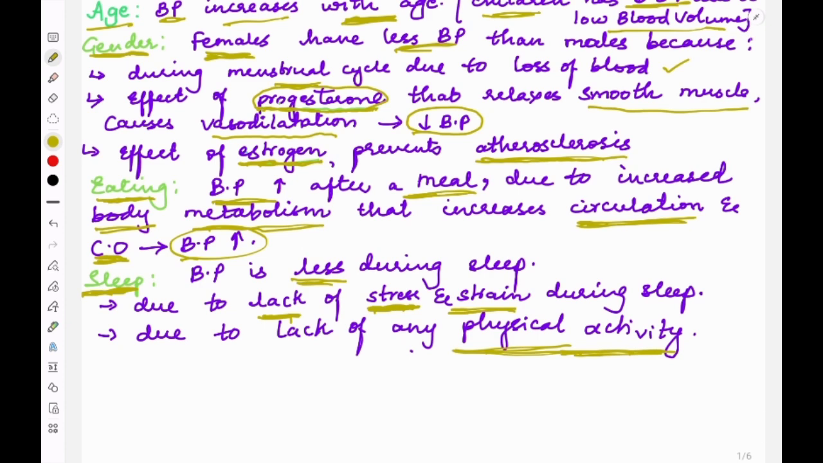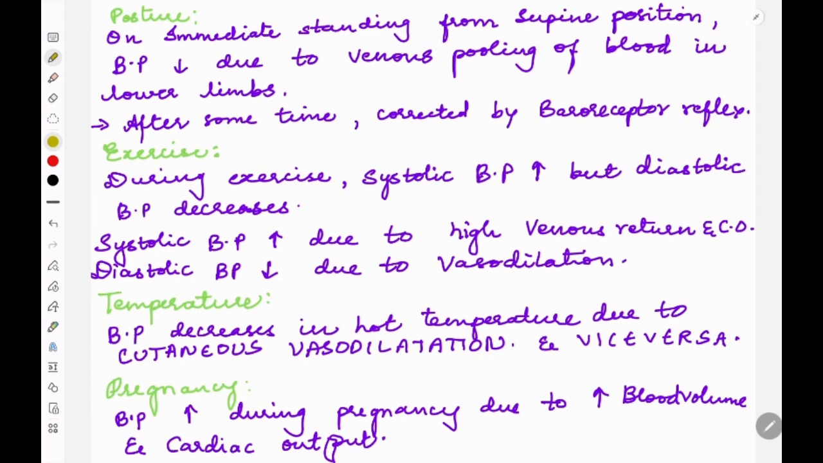Another factor that we are going to discuss is posture. How does posture affect BP? This is very important. On immediate standing from the supine position, BP decreases due to venous pooling of the blood in the lower limbs.